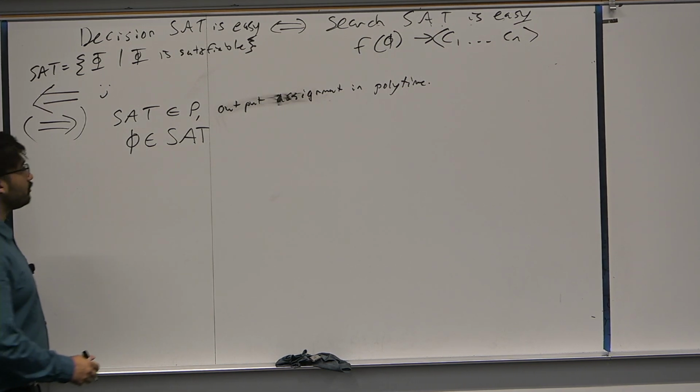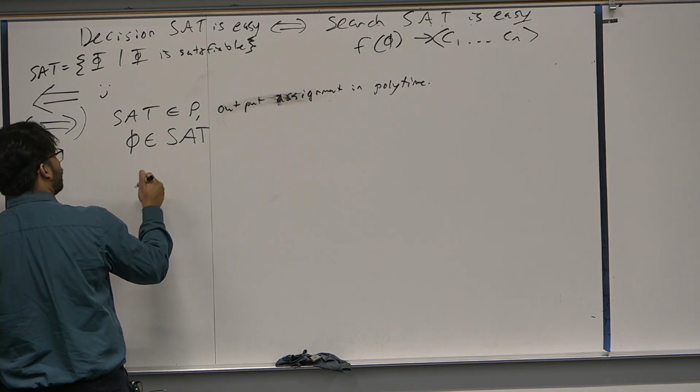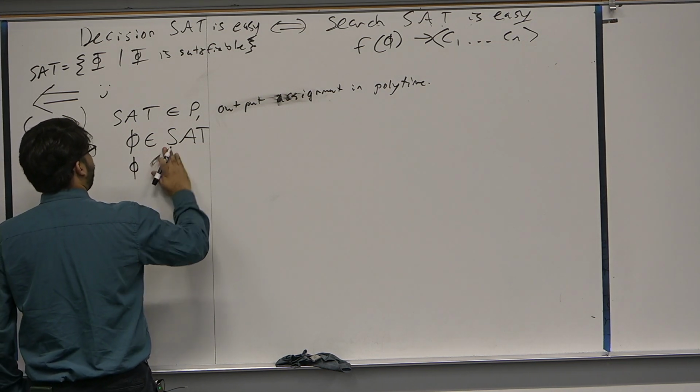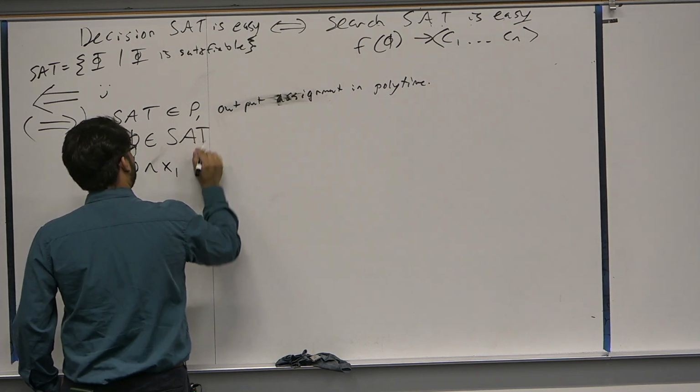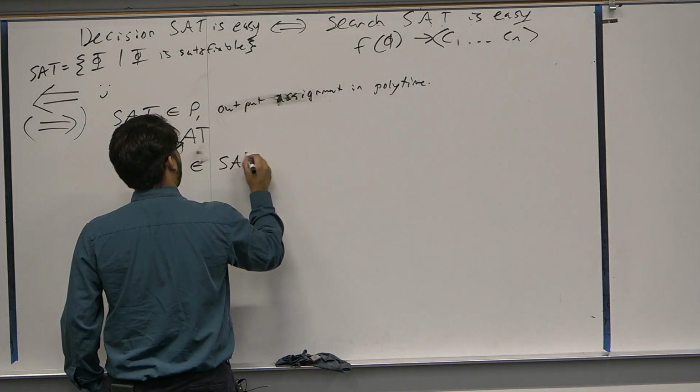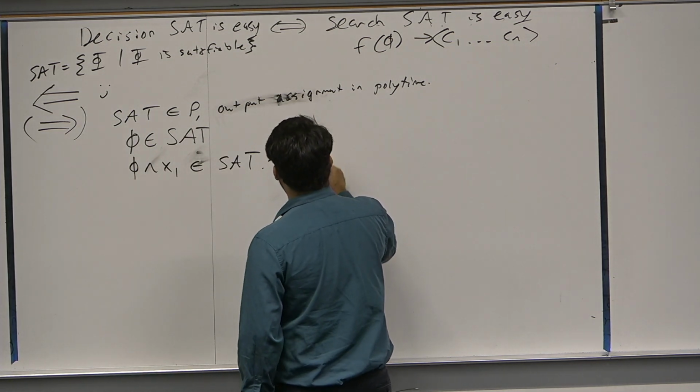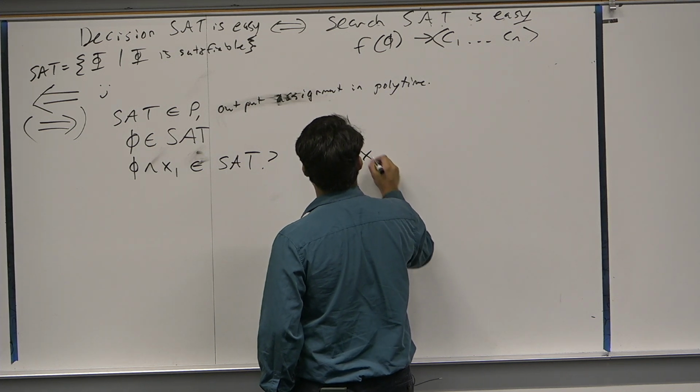We do so as follows. If it's satisfiable, then we continue, and we ask it about phi and x1. And we ask it about phi and not x1.